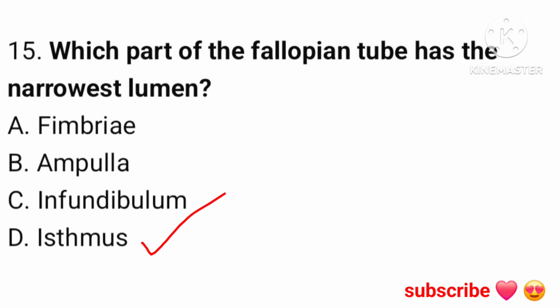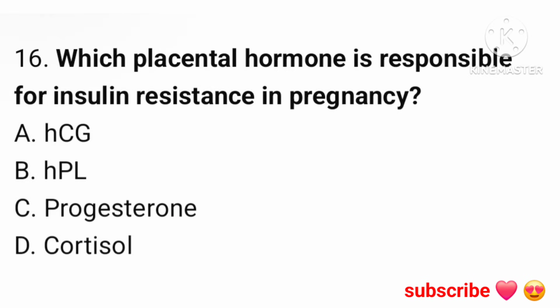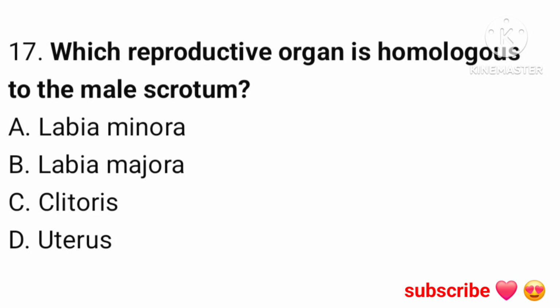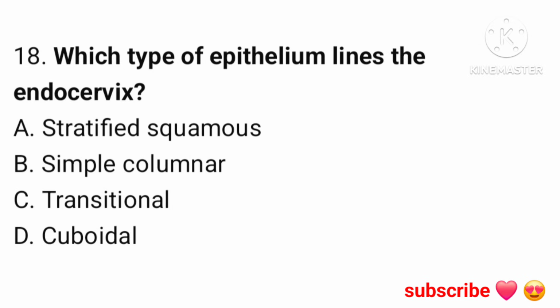Correct option is D. Which placental hormone is responsible for insulin resistance in pregnancy? Correct option is B. Which reproductive organ is homologous to the male scrotum? Correct option is B. Which type of epithelium lines the endocervix?